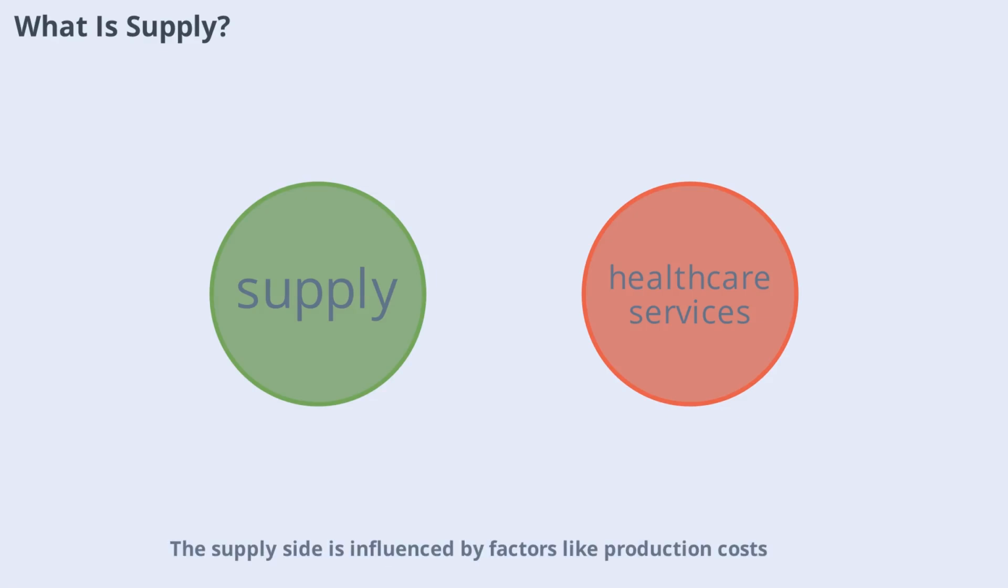The supply side is influenced by factors like production costs, technological advancements, and the number of trained professionals. When supply is limited, it can lead to higher prices and longer wait times for care. Let's look at how supply is determined and why it can be difficult to increase quickly.